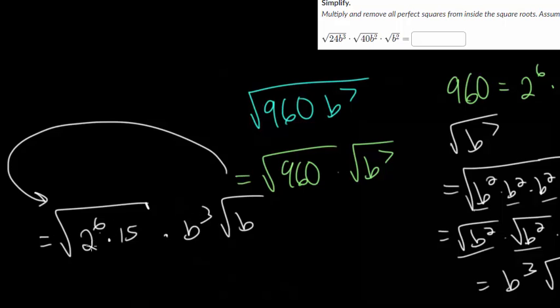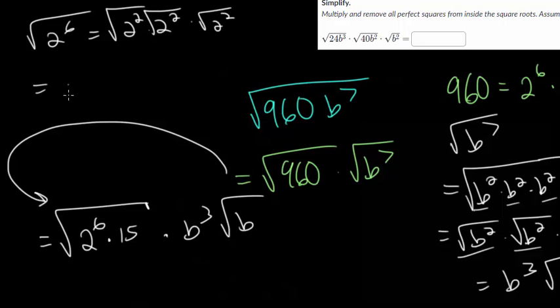Now, 2 to the 6th we can break up. Let's do that up here. 2 to the 6th is really just 2 squared times square root 2 squared times square root 2 squared. So this is 2 times 2 times 2, which is 8. Or it's the square root of 64, which is also 8.